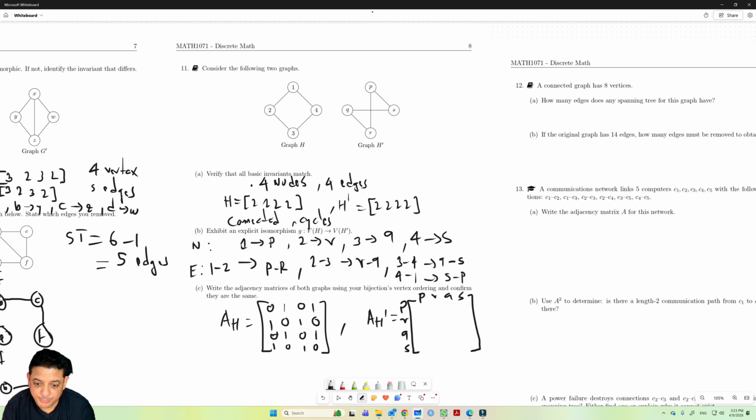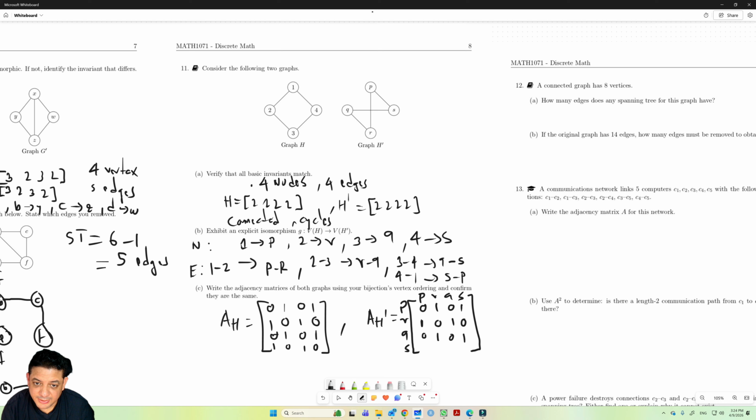And so P is sent to R and to S. So we have 0, 1, 0, 1. Now R is related with P and is related with Q. So we have over here. And then Q is related to R and related to S. So we have a 1 in here, 1 in here, 0 here, 0 here.